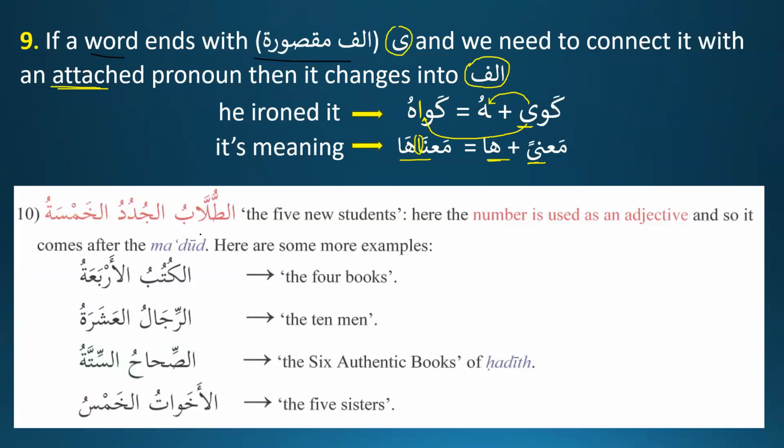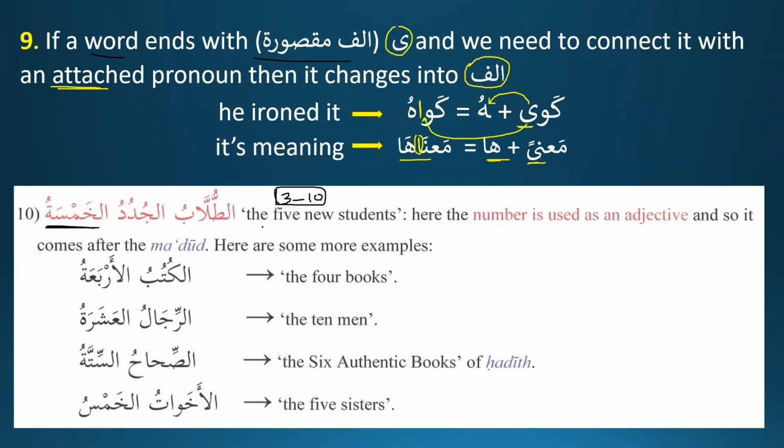Number 10, at-tullabul jududul khamsatu. The 5 new students. Here, the number is being used as an adjective. We have learned that the numbers from 3 to 10 are used as mudaf ilayhi, right? However, it is also possible that we can use the numbers as adjectives.